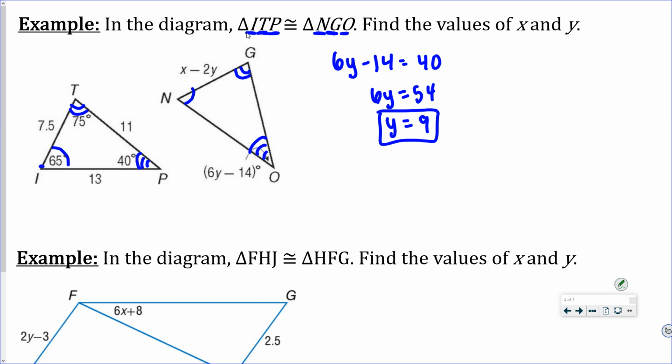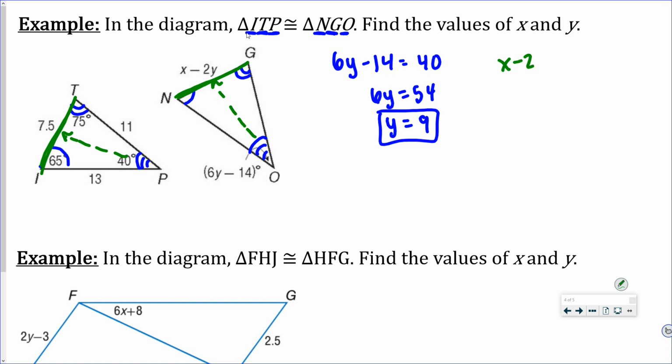Now let me ask you guys this question. This side, NG, that I want to find next, the one that has the x in it, what side does it correspond to in that other triangle? Gwen? IT, yep, 7.5, right? It goes from that single angle to the double angle. Or you could say that it's across from the angle we just found, across from the smallest angle. If you were to tip this triangle up, that would be kind of like your base. You're going to look at that.